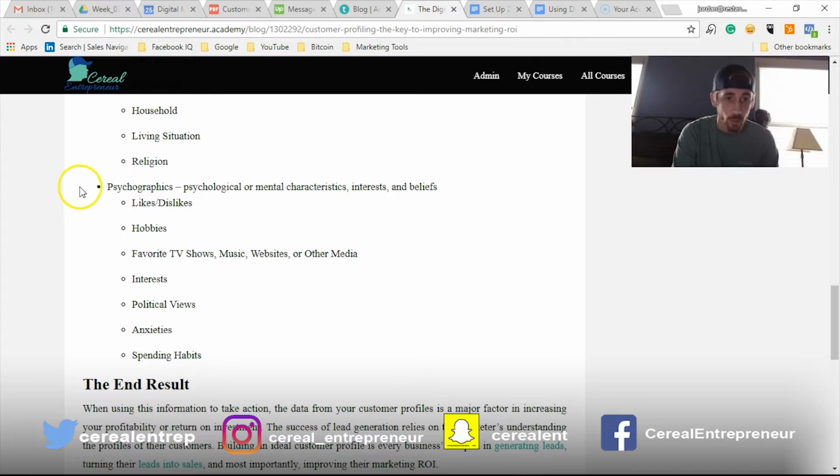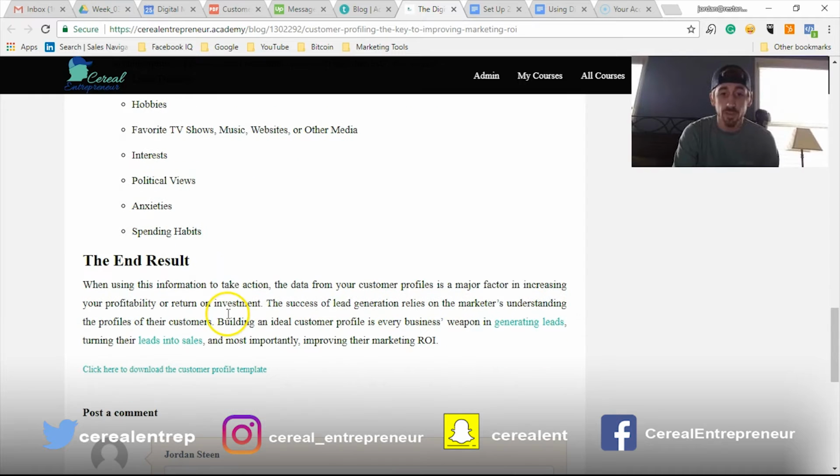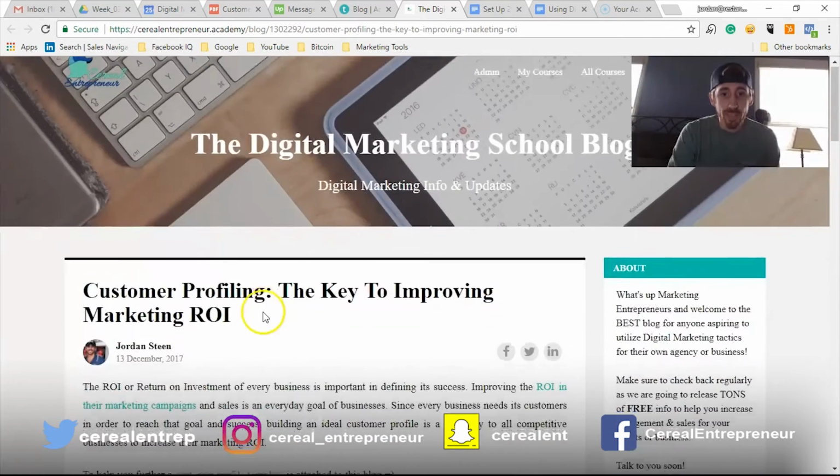Plus, the psychographic side of things, which is their likes or dislikes, hobbies, TV shows, music, websites, interests, political views, anxieties or things that stress them out, and spending habits. All of this is super important stuff that you want to look into, to get a generalized idea of what these people do to make a purchase for that client you're working on, or for your own personal brand, whatever business you're trying to market for. All right, so that's basically it.